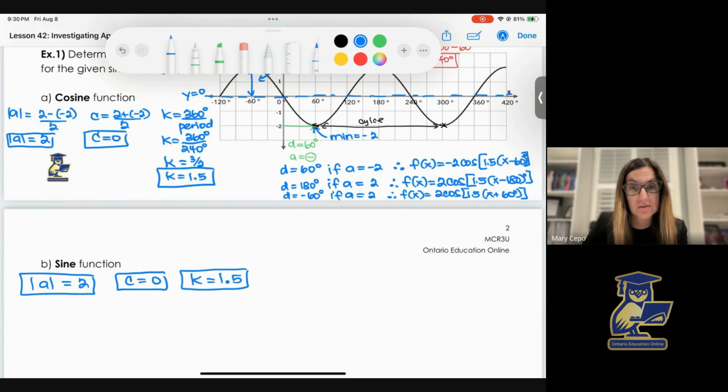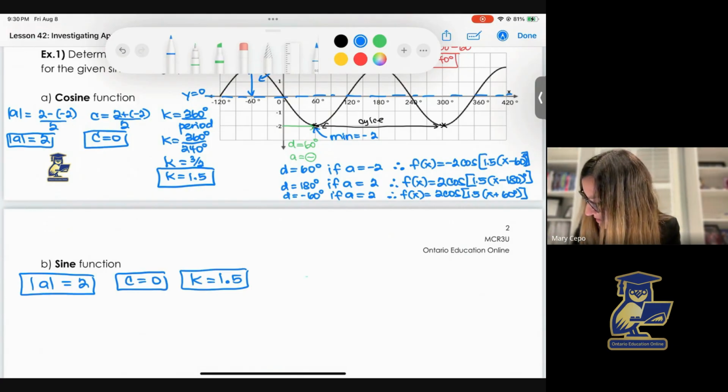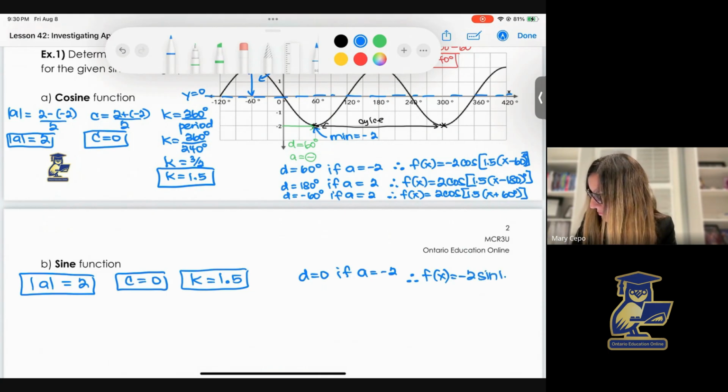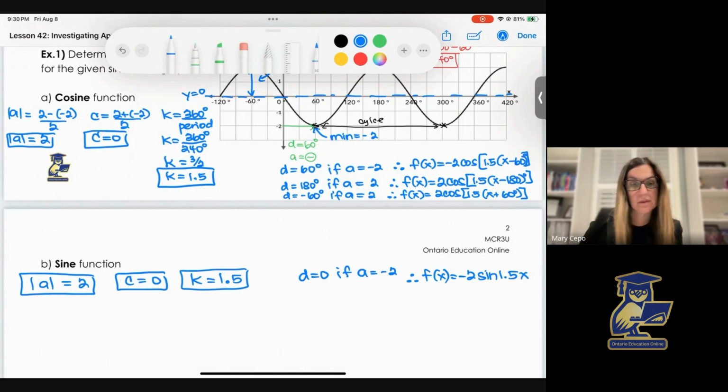So if you notice with how the graph is, at 0, we're at 0. The only difference is for sine, it should be going up to the maximum. But because it is reflected in the x-axis going down to the minimum, if we say a is negative, there is no d value. So we can say d is equal to 0 if a is negative 2. Therefore, the graph equation would be f of x is equal to negative 2 sine 1.5 x.